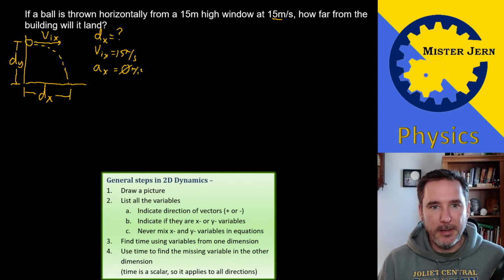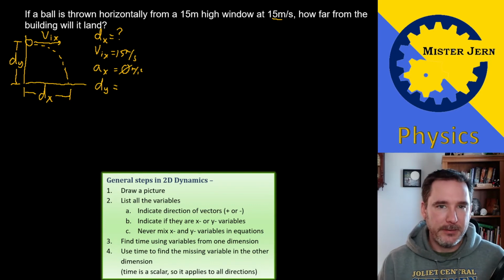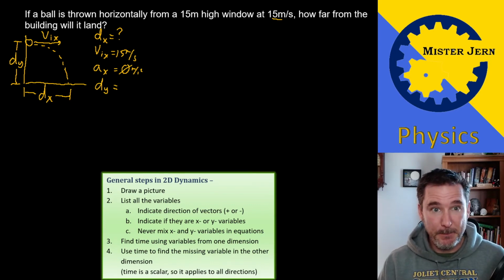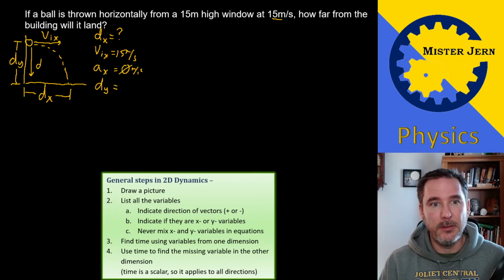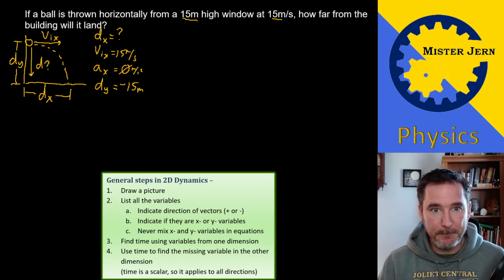Then let's talk about our displacement in the y direction. So how far does it fall? The ball is starting at the top and it is falling downward. It turns out the window is 15 meters high, and so the ball is going to fall from there to the ground, meaning we're going to have a negative displacement.